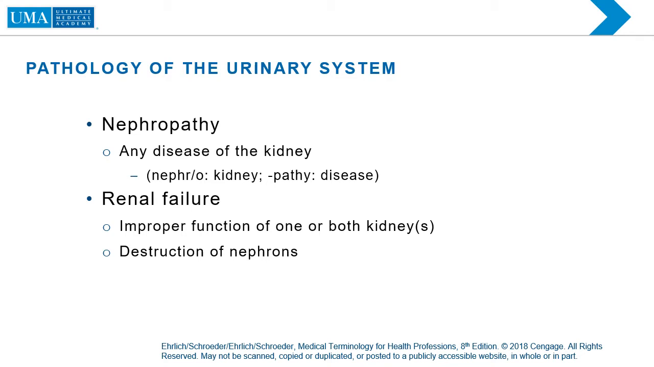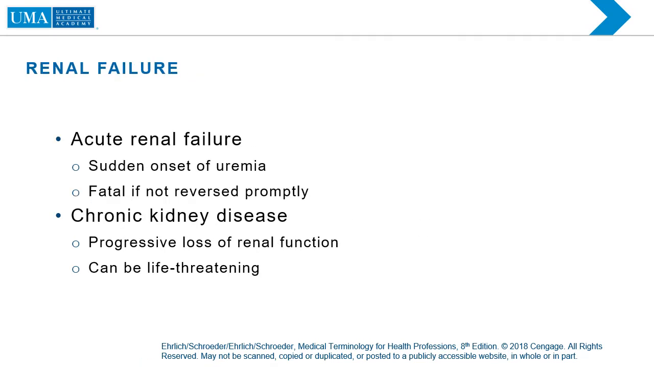Next, we have renal failure, and this is also known as kidney failure. This is the inability of one or both of the kidneys to perform their specific functions. When the body is unable to replace damaged nephrons, and when there's way too many nephrons being destroyed, the result is kidney failure. There are different types of renal failure.